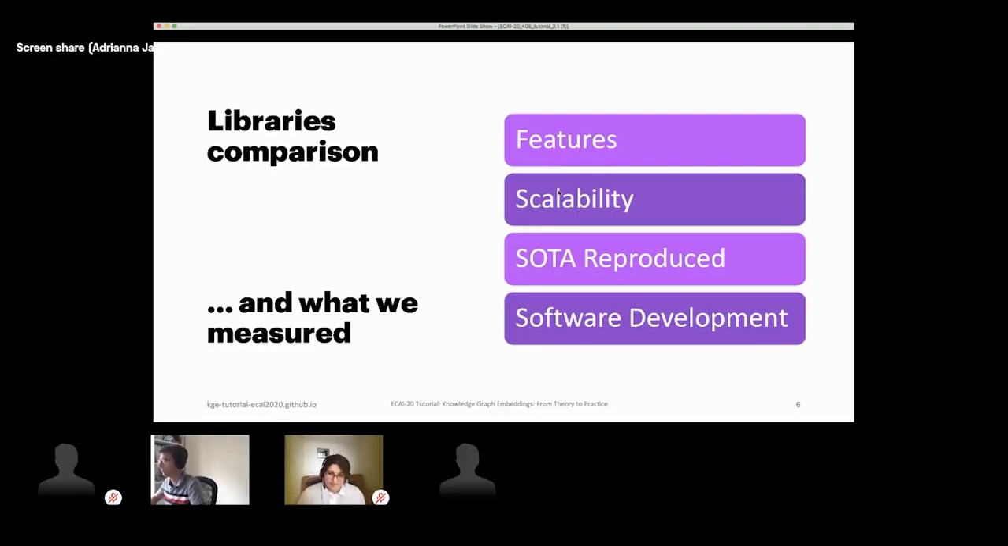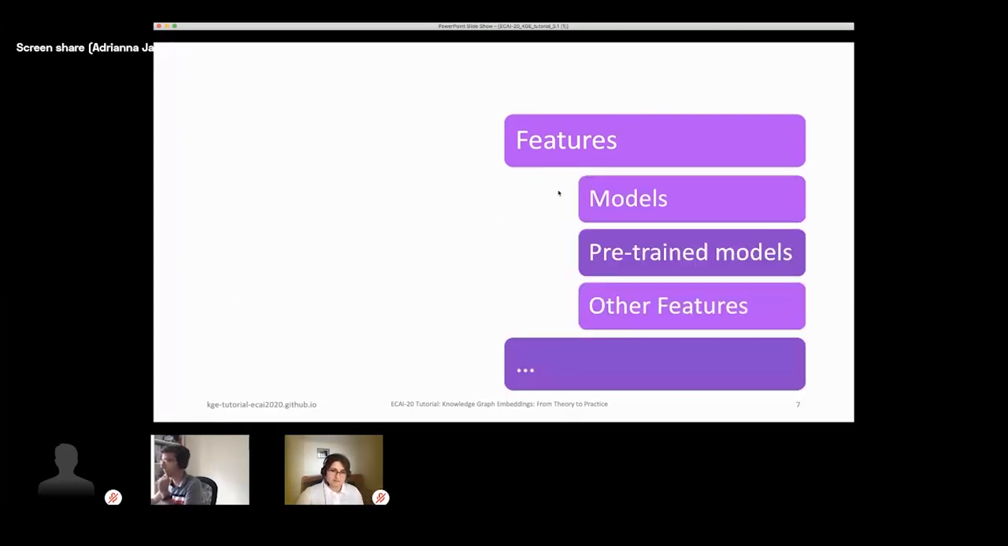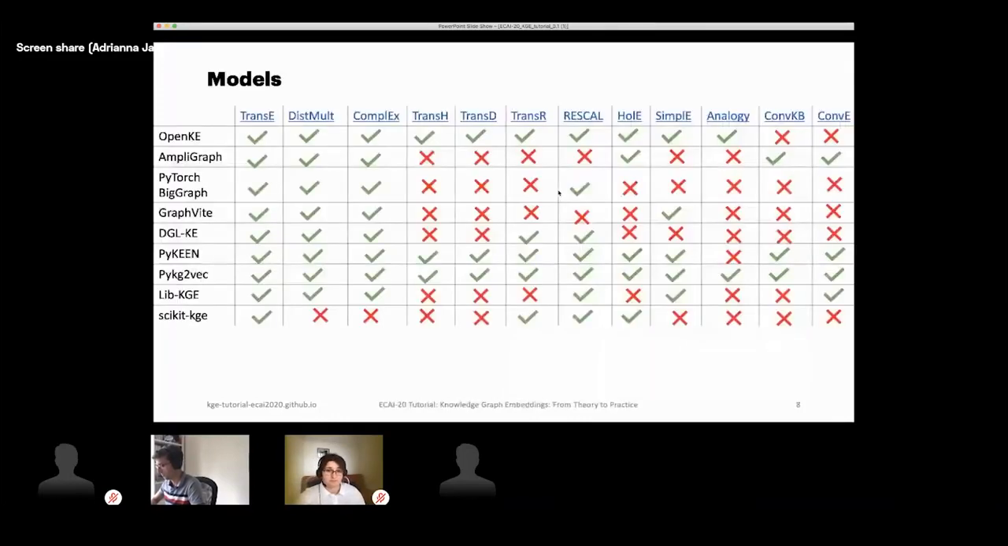Thanks. And then the software development practices. So let's start with features. Here we will look at the models, pre-trained models, and some other add-ons that are offered with the libraries. So at the core of KGE is a model. And as Luca explained before, there is a plethora of models available.